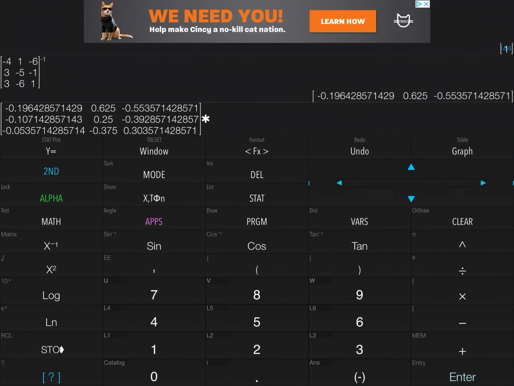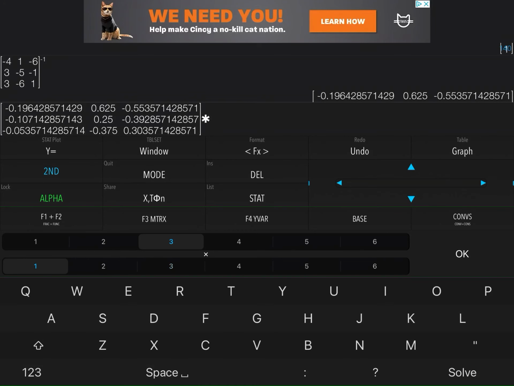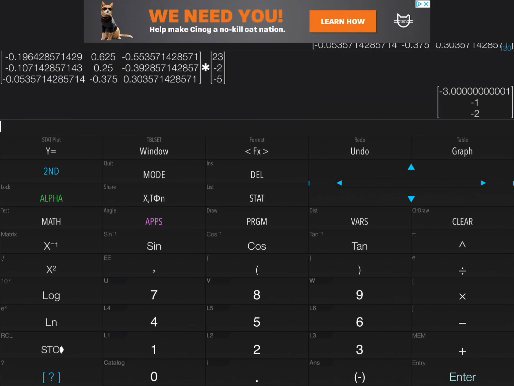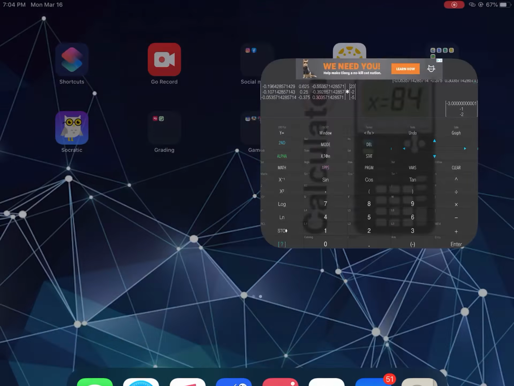So I'm going to multiply what I just had here. I'm going to take this and multiply it by that matrix, which is a 3 by 1 matrix. And it's made up of 23, -2, and -5. So when I do this and I click enter, I should get -3, -1, and -2. I know it's like -3 point, all those zeros, and then a 1. But if we're using our rounding techniques and rounding to the nearest tenth, that would make it a solid -3.